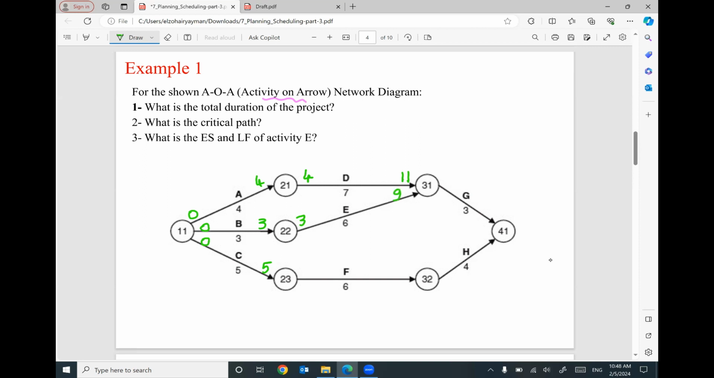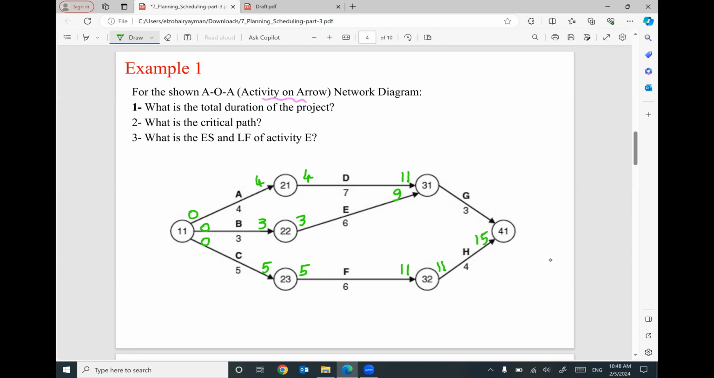For activity F, the previous is activity C with early finish 5, so 5 will be the early start, plus 6 will be 11. Keep in your mind, for activity H, the previous one is F, so 11 will be the early start, plus 4 will be 15.